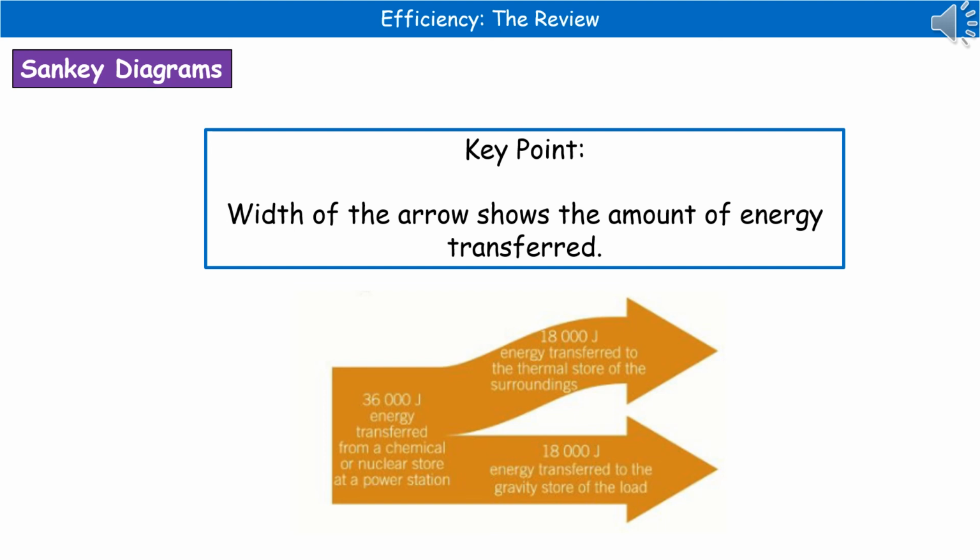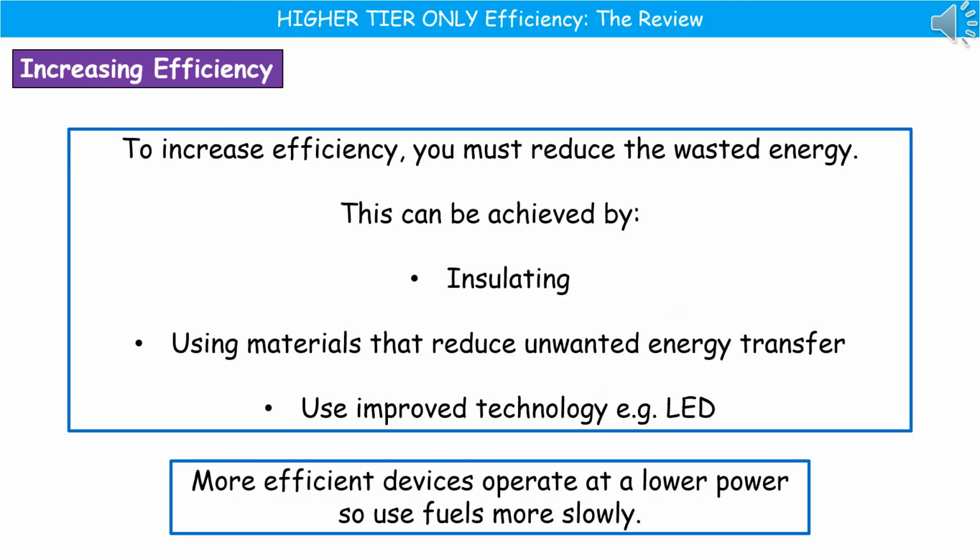Use an appropriate scale. The final thing for our higher tier candidates is knowing how to increase the efficiency. And to do this we just need to reduce the wasted energy. So we can do it by insulating, using materials that reduce unwanted energy transfer, or using improved technology like changing out your traditional light bulbs for LED light bulbs. And remember that more efficient devices operate at a lower power, so therefore they use fuels more slowly.